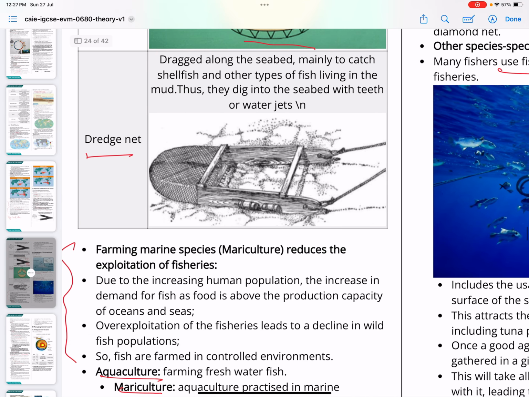The next type of net that we have is a dredge net. This is how a dredge net looks. Dredge nets are also tied to the boat, and they are suspended deep inside the sea. If we want to catch marine life that is available at the seabed, this dredge net is used, which gets dragged along the seabed, and mainly it is used to catch shellfish and other types of fish living in the mud. This is a dredge net, and this is how it is used.